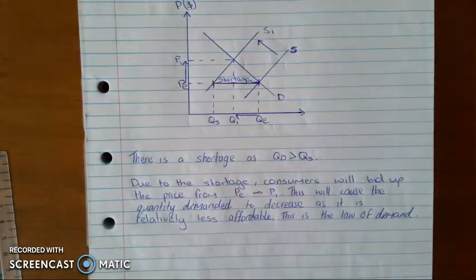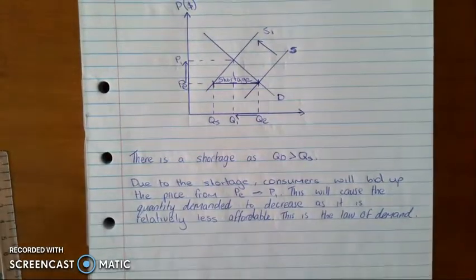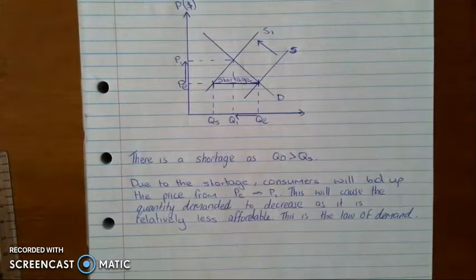Perfect. So that's our first paragraph done. We know the law of demand. That says if price increases, the quantity demanded decreases, okay? And that's because it is relatively less affordable, okay? So now we've done the demand side, we can look at the supply side and what's going to happen there.